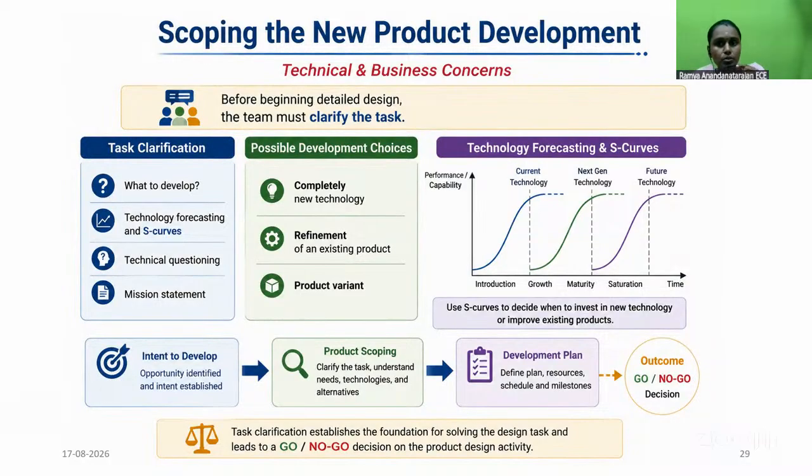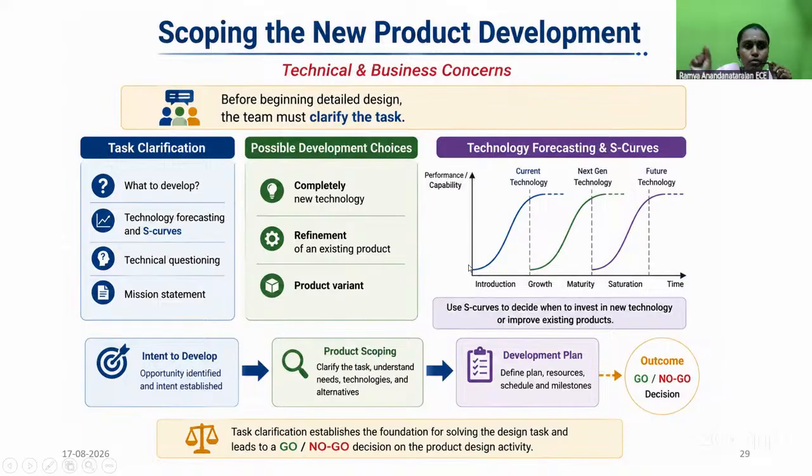Now let us see what scoping the new product development is. Now you want to redesign or design a new product. At that time, you need to decide which technology to follow. For example, if you want to make mobile phones, you cannot follow the technology which was used for designing Nokia phones. That is completely old and it is not in today's practice. You have to either work on current technology or work for the future. That is decided by the S curves.